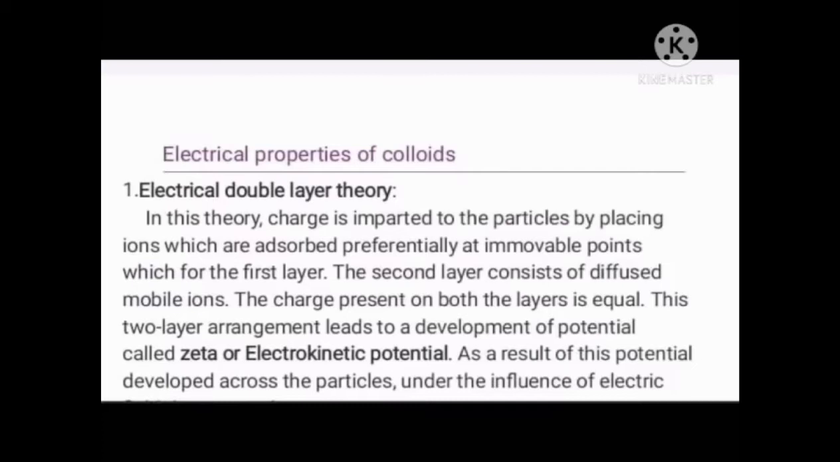Electric double layer theory. Charge is imparted to the particles by placing ions, which are absorbed preferentially at immovable points, which form the first layer. In the 1850s, Helmholtz started the electrical double layer model, and this is the importance of the electrical double layer model.